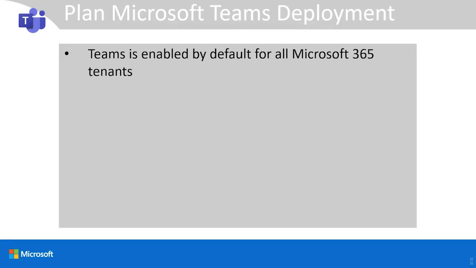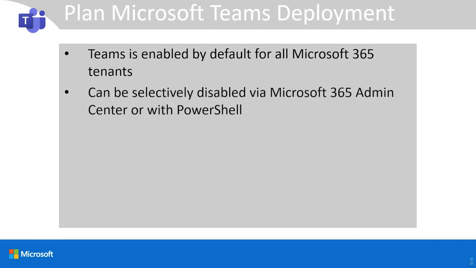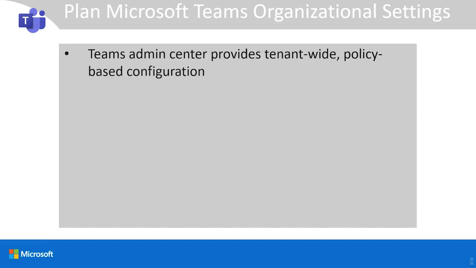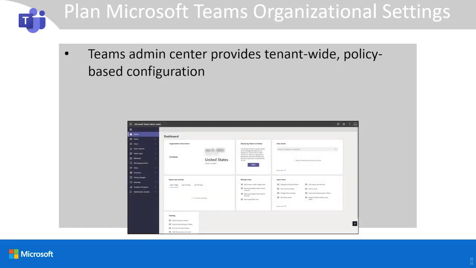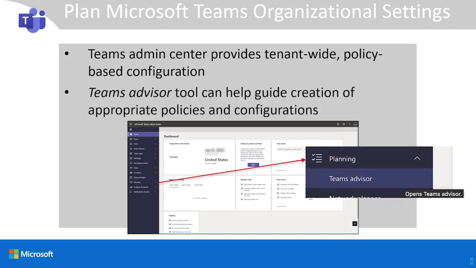In this section, we're going to look at planning for a Microsoft Teams infrastructure. As you may know, Teams is more or less ubiquitous in modern Microsoft 365 environments. It is enabled by default for all Microsoft 365 tenants. If desired, you can selectively disable it, either via the Microsoft 365 Admin Center or by using PowerShell. Otherwise, it's available to all of your users. Your primary point of administration is the Teams Admin Center, which provides tenant-wide policy-based configuration. To help you get started, the Teams Advisor tool can help guide creation of appropriate policies and configurations. It's accessible in the Admin Center by expanding the Planning category and selecting Teams Advisor.